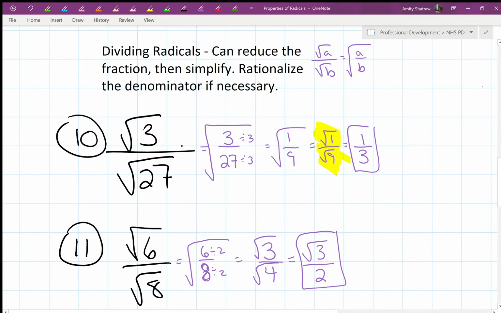Some of you guys may have been reading while I was talking about how to divide radicals, and you saw this step. It said rationalize the denominator if necessary. And basically, the rule, and I'm writing this down in red, it's so important, you cannot leave radicals in the denominator.